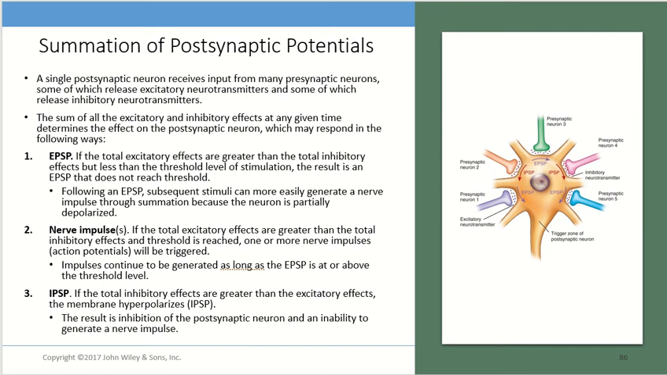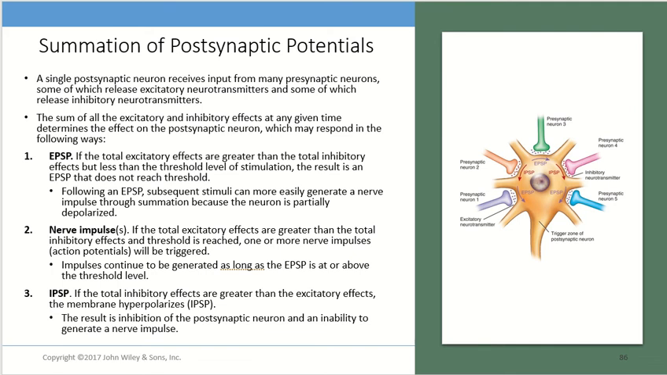Our second option is that a nerve impulse occurs. If the total excitatory effect is greater than the total inhibitory effect and threshold is reached, then one or more nerve impulses or action potentials will be triggered. These impulses are going to continue to be generated as long as the EPSP is at or above the threshold level.